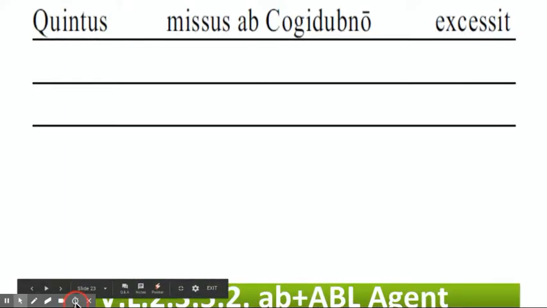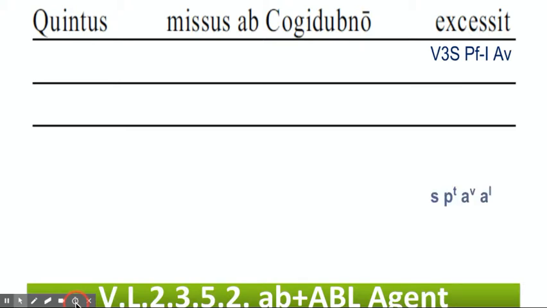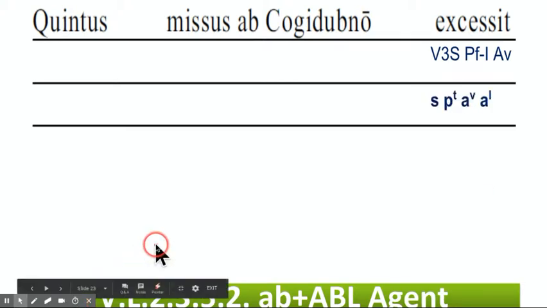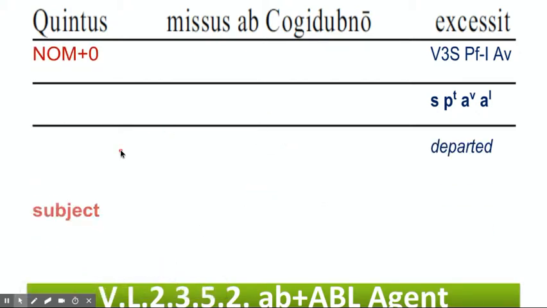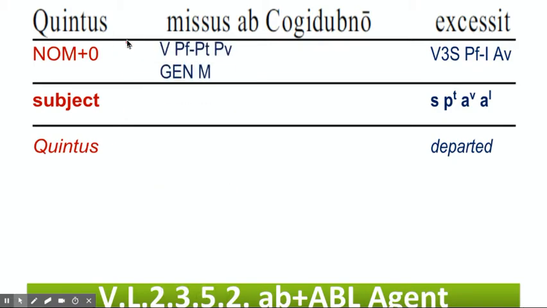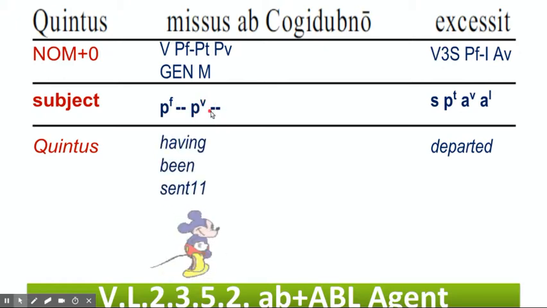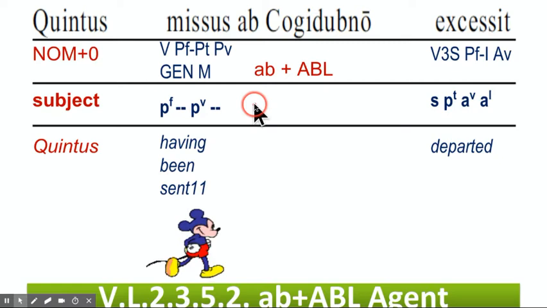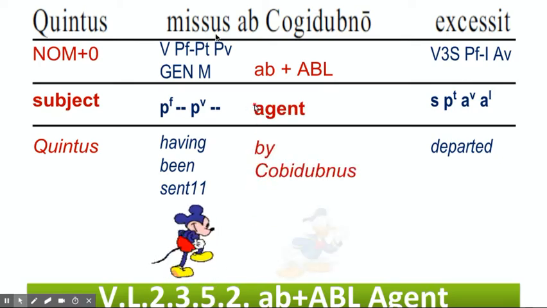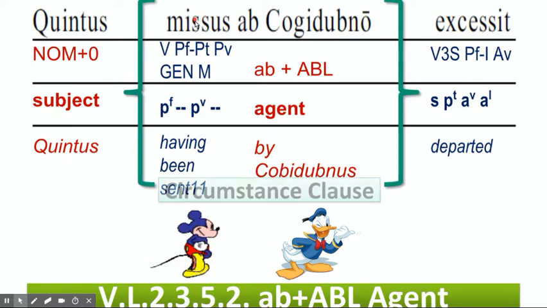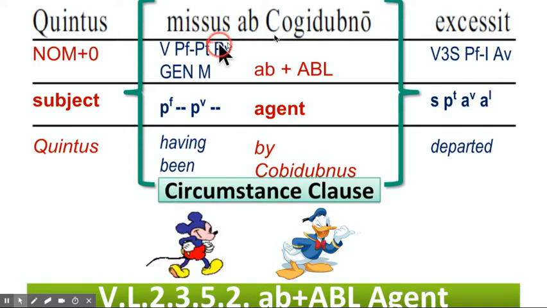Ab plus ablative agent phrase. The ab plus ablative agent phrase is going to indicate passive voice. So therefore, you have exiit, that's just a normal active. You have Quintus, Quintus departed. But now we have this circumstance clause. A perfect participle passive should be nominative singular, signifying perfective passive, having been sent, and then ab plus the ablative, generally speaking, a separation phrase, from, but with a passive verb, it creates an agent phrase. So there's your circumstance clause.